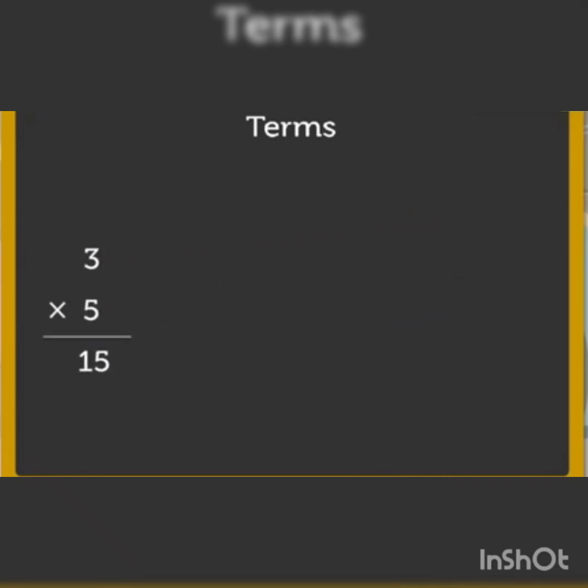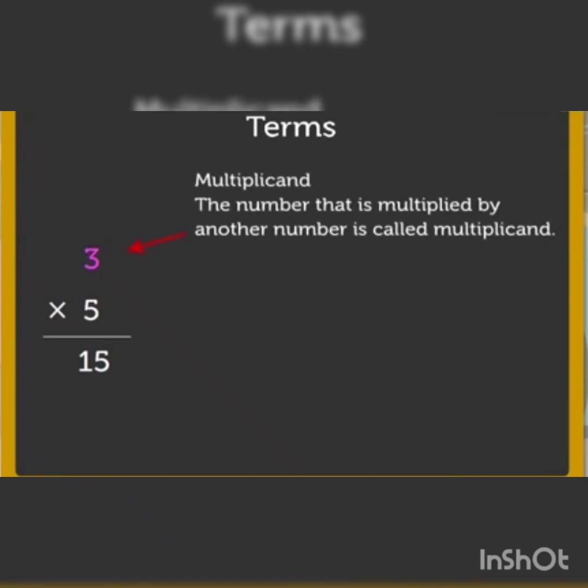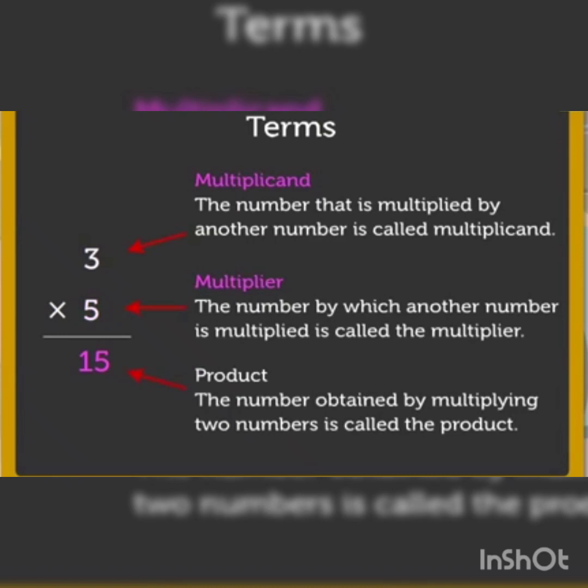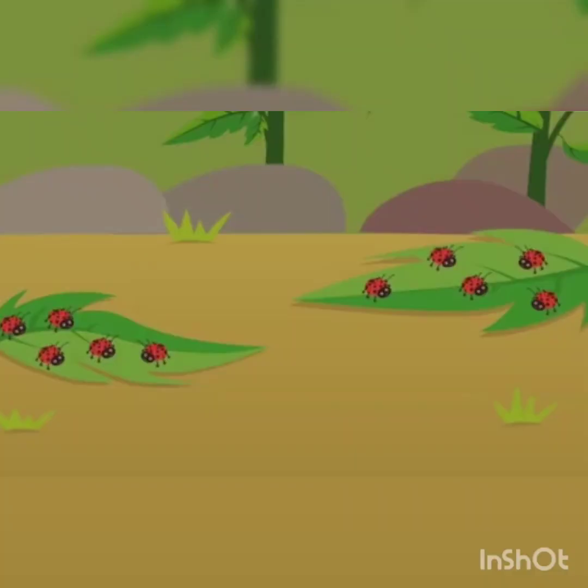Certain terms are also used for the numbers in the multiplication sentence. The first one is multiplicand. The number that is multiplied by another number is called multiplicand. Then the next one is multiplier. The number by which another number is multiplied is called multiplier. Then the final one is product. The number obtained by multiplying two numbers is called the product. Multiplicand, multiplier and product are the three terms we use for the numbers in the multiplication sentence.